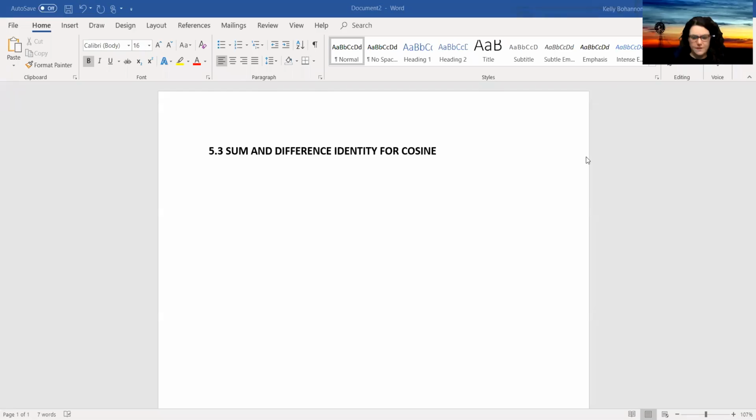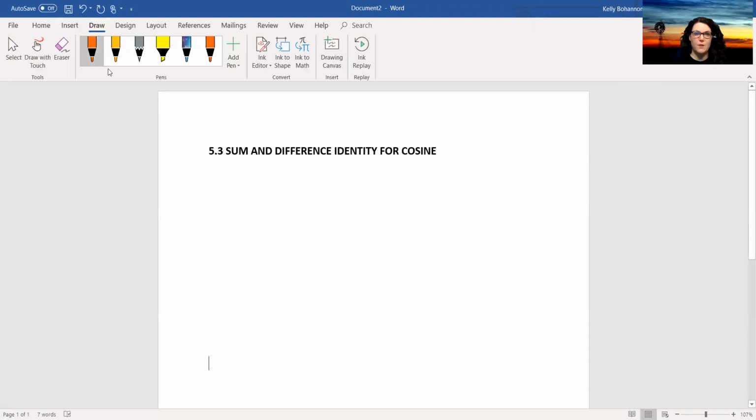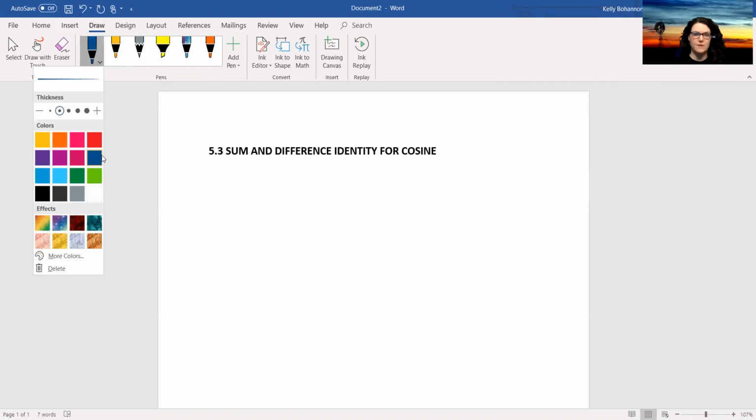All right, we are starting the notes for 5.3, which is the sum and difference identity for cosine. This first little bit is just to explain something that, if you really stopped and thought about it, you would know, but if I don't say it, you'll make this mistake.